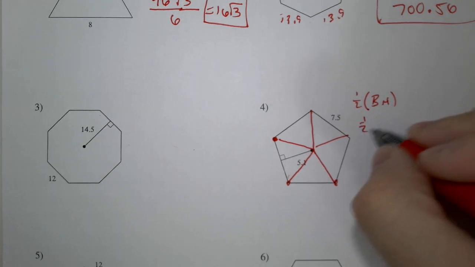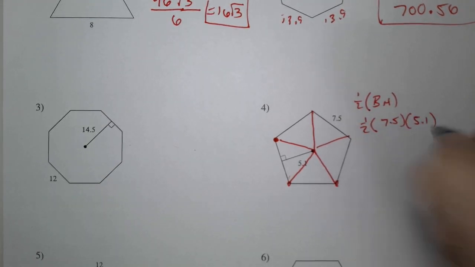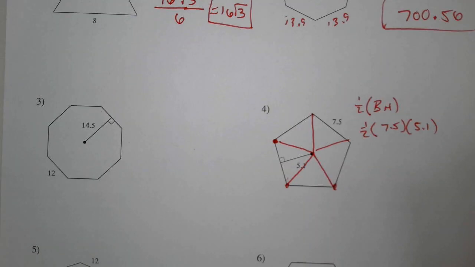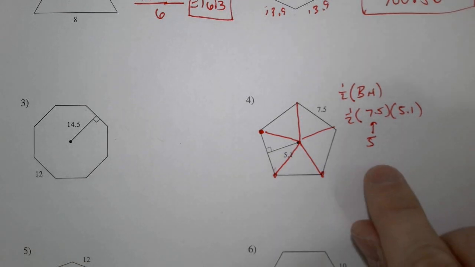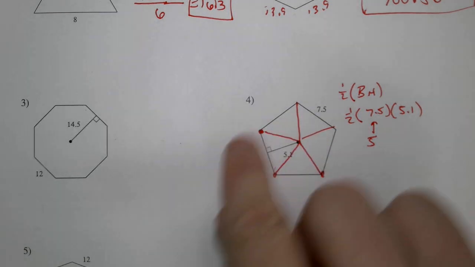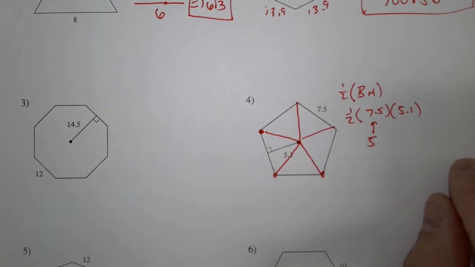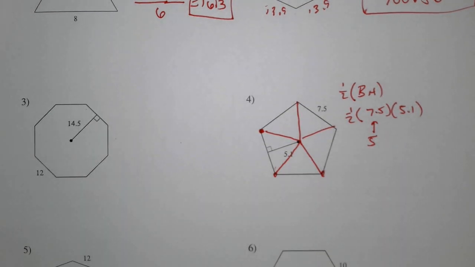If we do 1/2 the base, which would be 7.5, times the height, 5.1, that would be the area of one of those triangles. How many of them do I have? I have 5. What happens if I do 5 times the 7.5? I get the perimeter. So it's the same formula: divide the shape up into 5 triangles, do 1/2 base times height, and then multiply by how many triangles you have. I'm going to do that real quick.